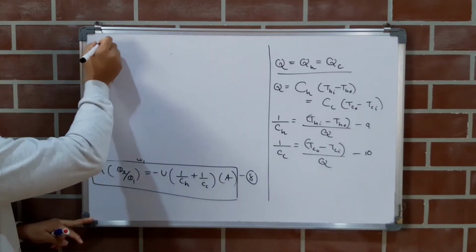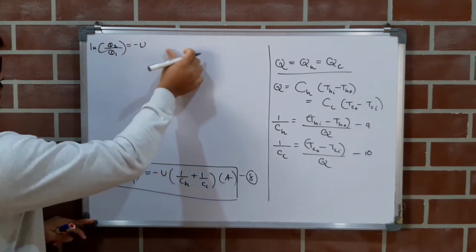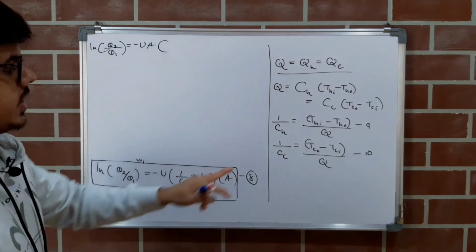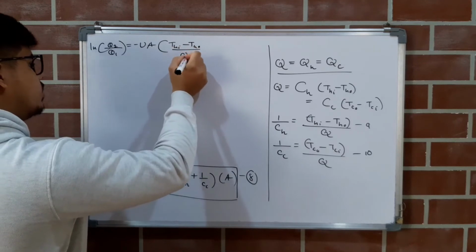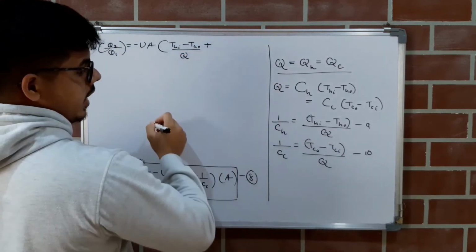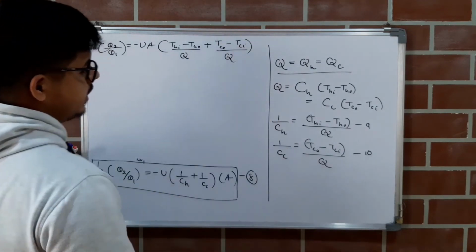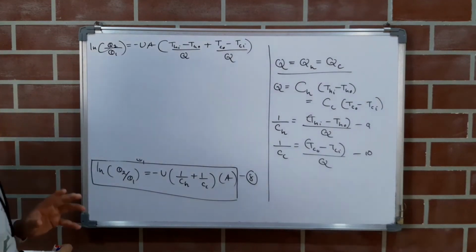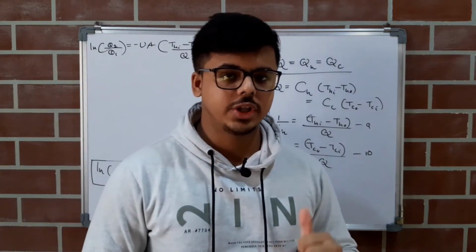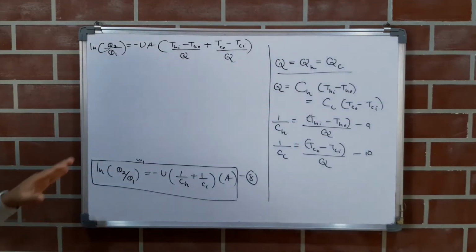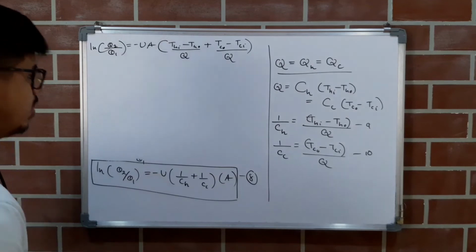So ln of theta 2 by theta 1 is equal to minus U into A into, what is 1 upon CH? It is THI minus THO divided by Q, plus TCO minus TCI divided by Q, right? We got this part. And now we want theta 1 and theta 2. So if you remember, what are the end temperature differences for the parallel flow? They are theta 1 and theta 2. So if you rewrite this above equation, then you get the values of theta 1 and theta 2.